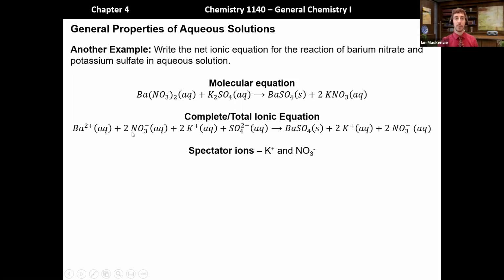Well, nitrate and potassium show up in the same form on both sides, so I cancel those out to get me to the net ionic equation, which is simply barium plus the sulfate ion gives me barium sulfate. And that is then my net ionic equation.